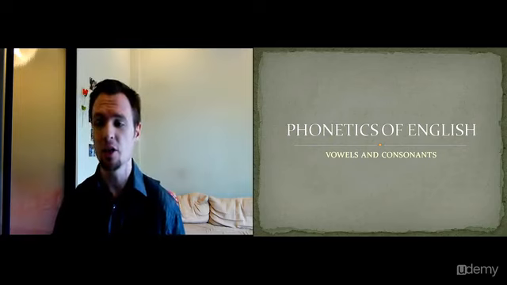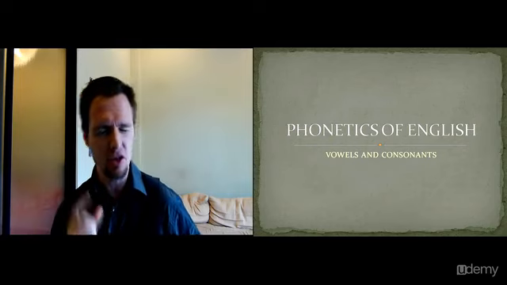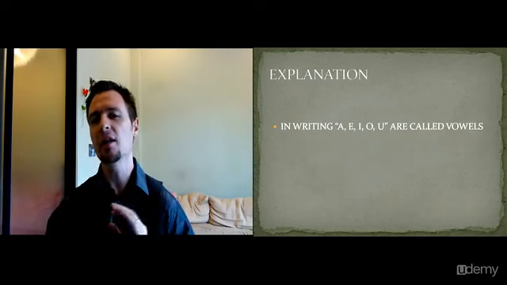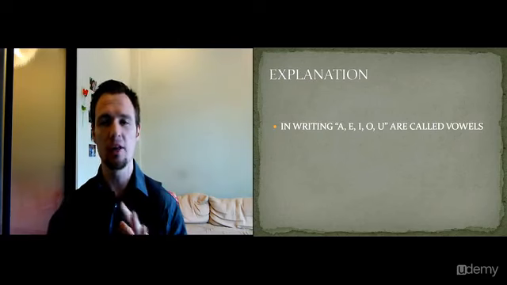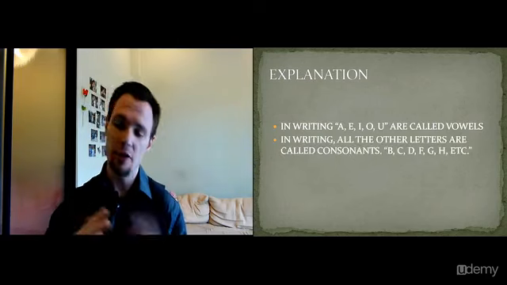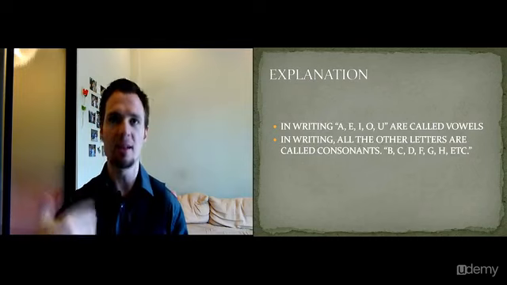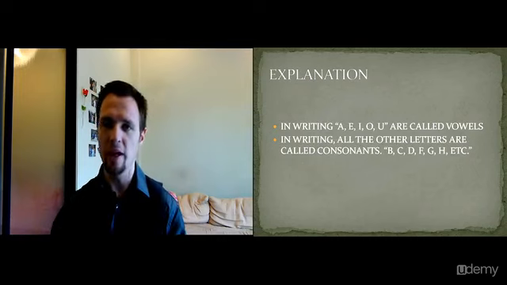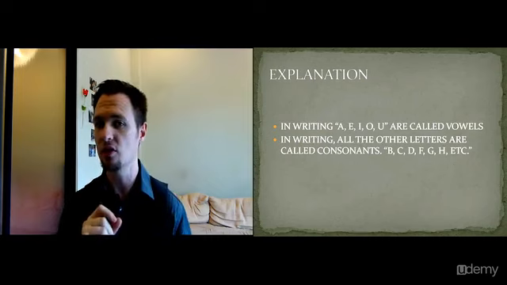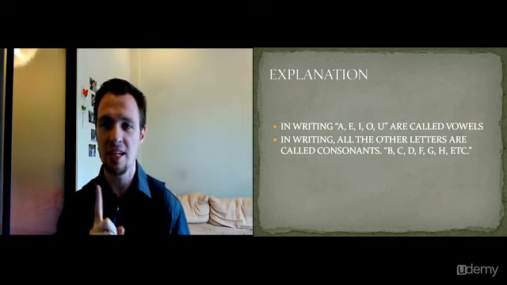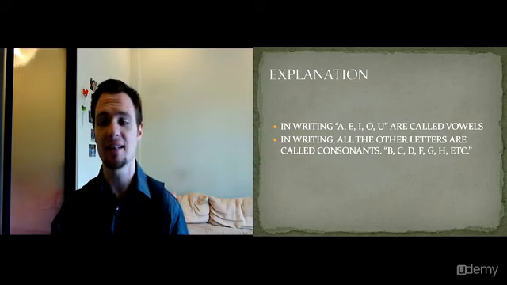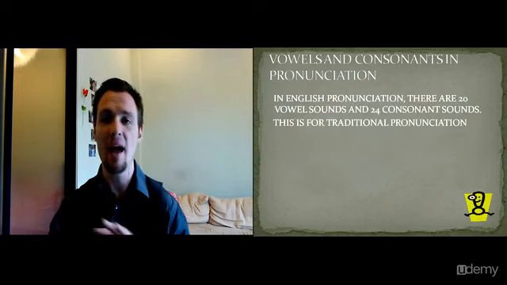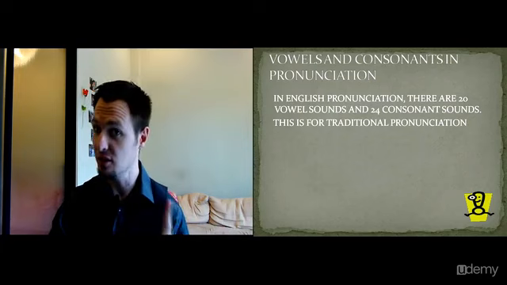Okay, so let's take a look. The phonetics of English, the small sounds, vowels and consonants. Okay, in writing we have A, E, I, O, and U, and these are vowels. And the opposite, of course, B, C, D, F, all the way to the end. These are called consonants. Now, the name is not so important, but the important thing is that in pronunciation, we have vowels and consonants as well.